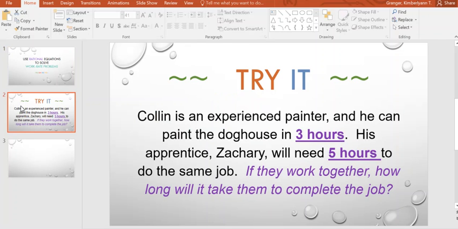Colin is an experienced painter and he can paint the doghouse in 3 hours. His apprentice Zachary will need 5 hours to do the same job. If they work together, how long will it take them to complete the job? Let's look at how to solve this problem.